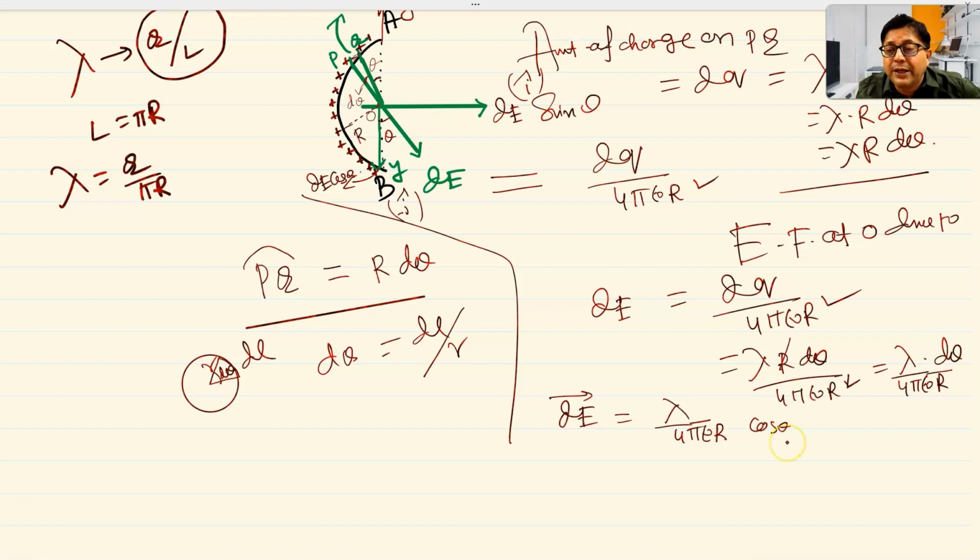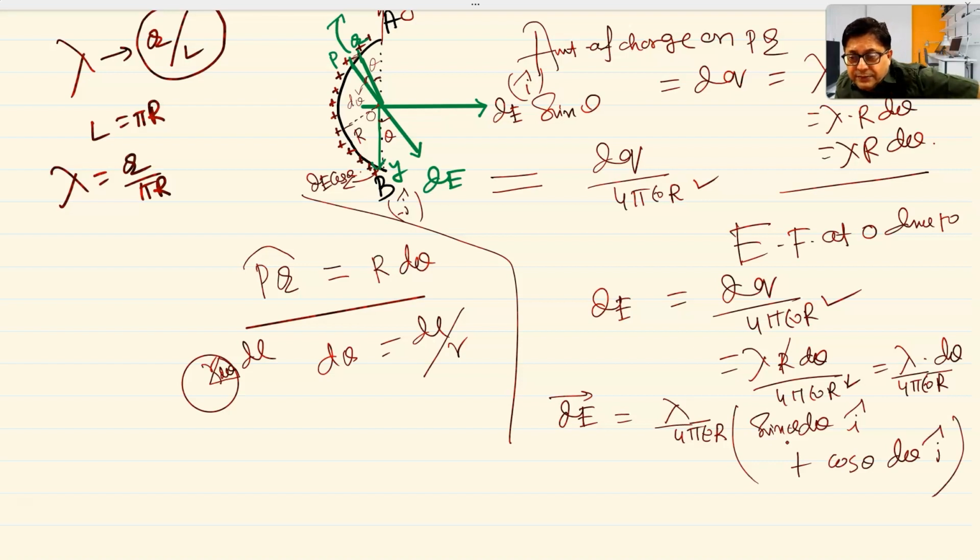So the strength of electric field at the point is going to be lambda by 4 pi epsilon 0 r cos theta d theta. In this direction it is i cap. No, this way it is sin theta. So it will be sin theta d theta i cap, plus cos theta d theta j cap. Alright. If you write vector form, it will not be j cap, it will be minus j cap. So take a minus sign before.